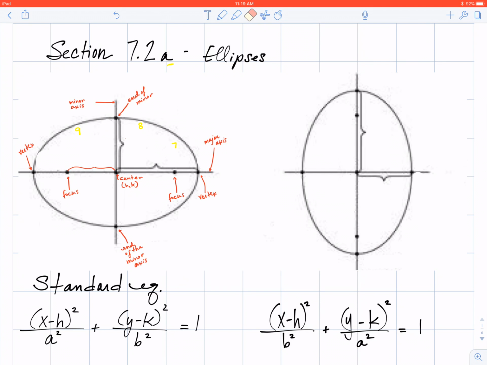The next thing to notice is 3 different distances that I want you to pay attention to. The first distance is this one right here. It goes from the center to the vertex, and that is going to be a distance of a. You'll see that here in just a moment in our standard equation. The next distance goes from the center to the end of the minor axis, and this is going to be a distance of b. And then the last distance goes from the center to the focus, and this is going to be a distance of c.